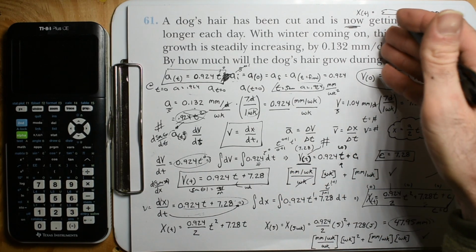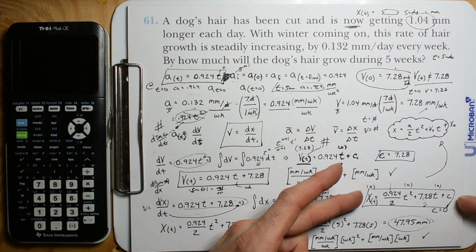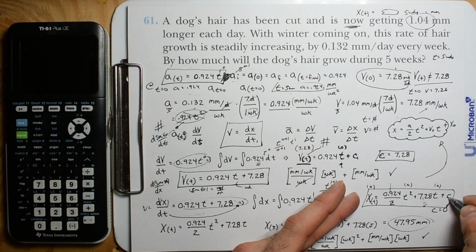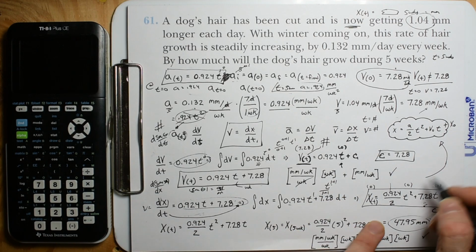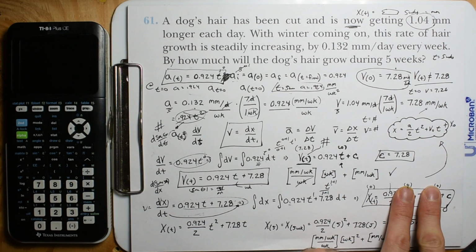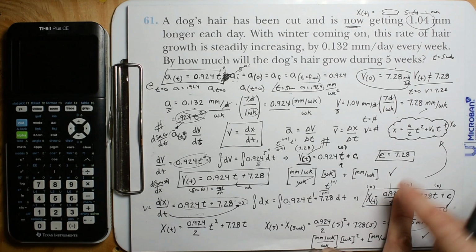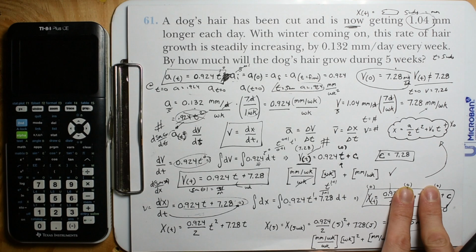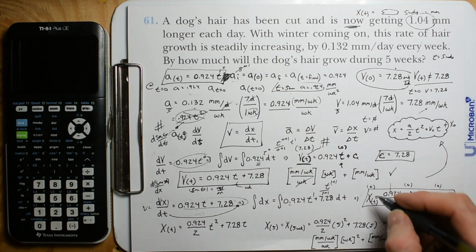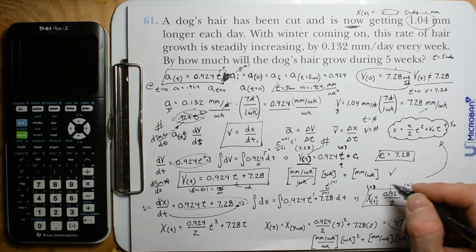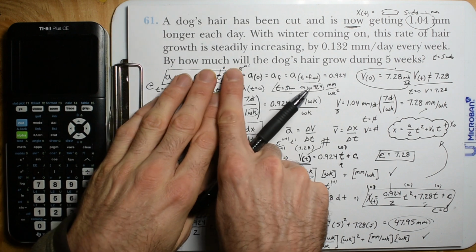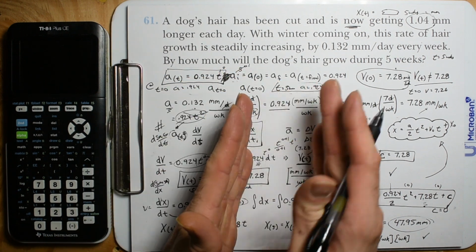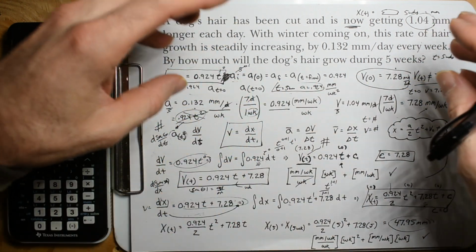Now, it doesn't say what the initial position is, so let's get to it. We just integrated, so we have this constant. At time equal to 0, what's the length of the dog's hair? It's not said in this problem, so I just assumed it's 0. You know what I mean? Because we just want to know how much the dog's hair will grow more than whatever its current length is.